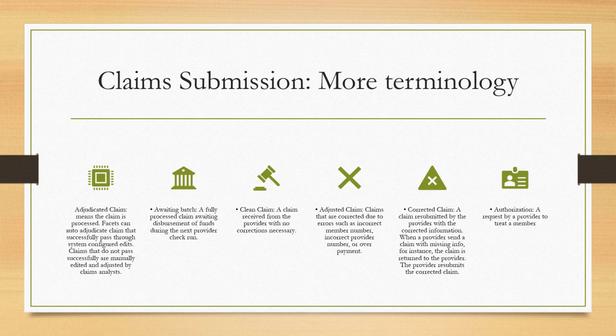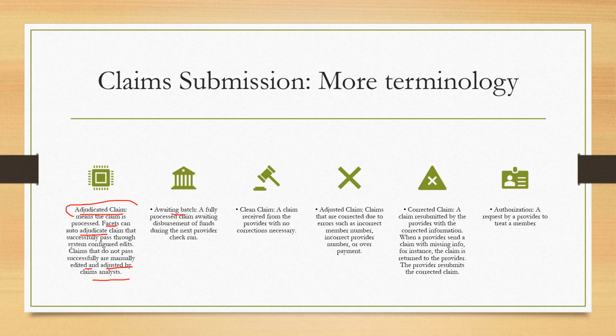So let's talk about adjudicated claims. It means that the claim is processed through Facets, which can auto-adjudicate claims that successfully pass through system-configured edits. Claims that do not pass successfully are manually edited and adjusted by the claim analyst. Okay, so this is called an adjudicated claim.